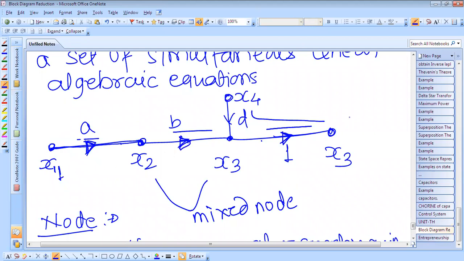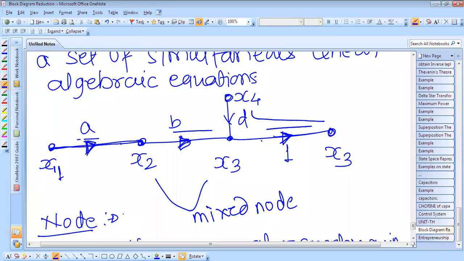If no node is crossed more than once, then the path is an open path. If the path ends at the same node from which it begins and does not cross any other node more than once, it is a closed path.